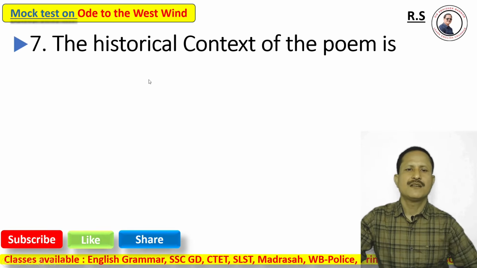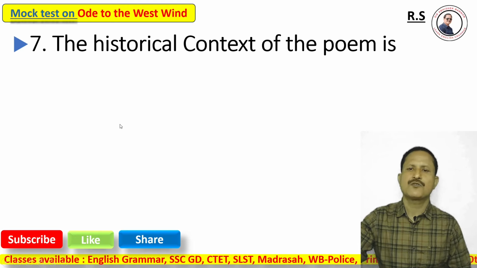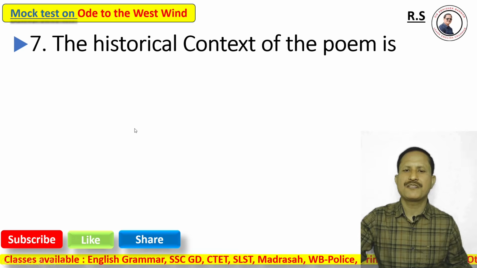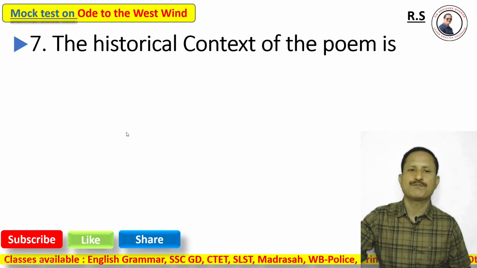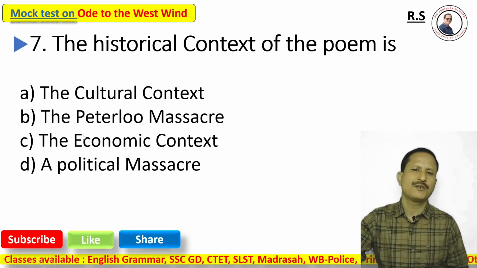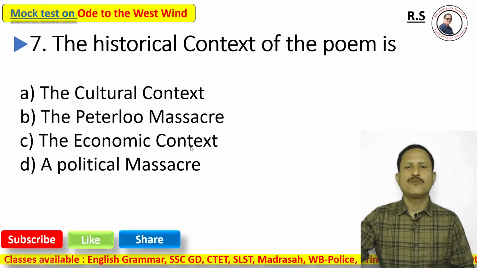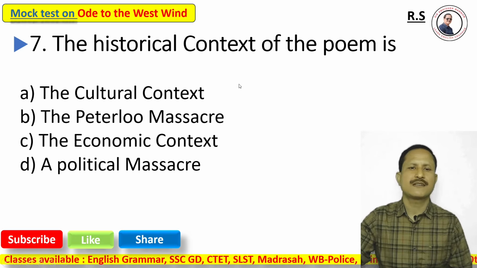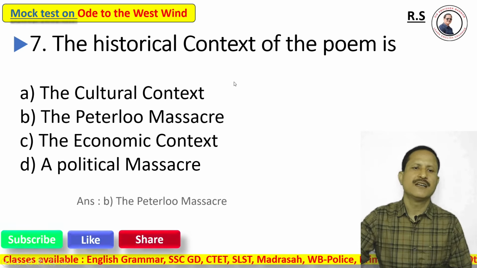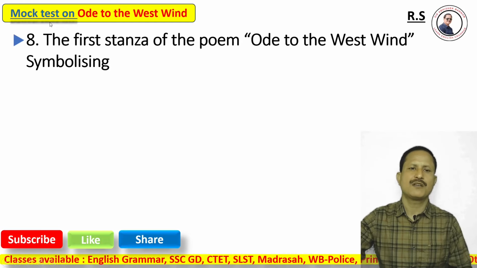Next, 7. The historical context of the poem is a very important question. This question was set in different types of exams, especially NET, SET. The historical background or context of the poem is: option A, the cultural context; option B, the Peterloo massacre; option C, the economic context; option D, a political massacre. The right answer is option B, the Peterloo massacre.